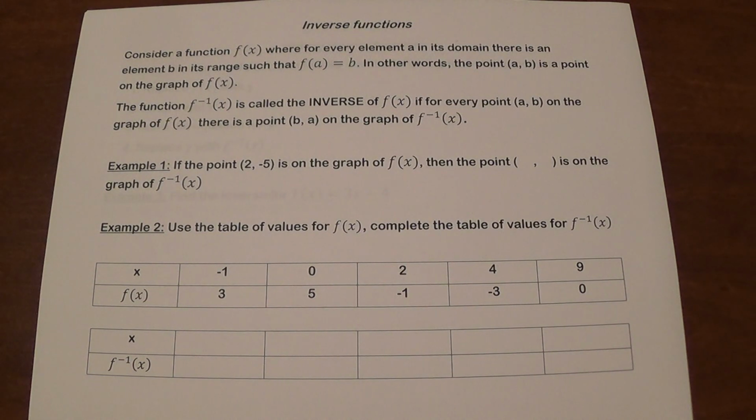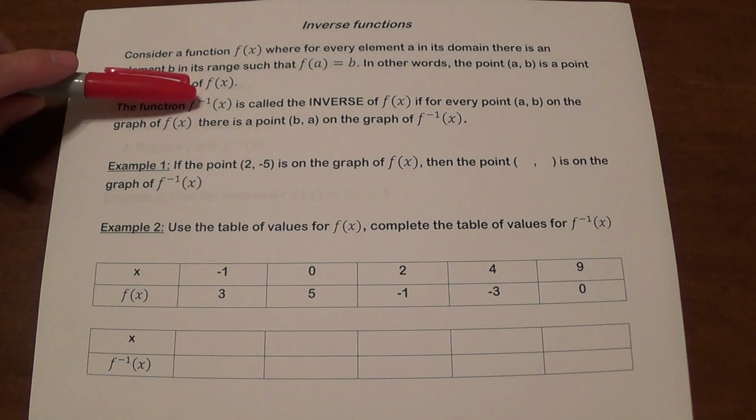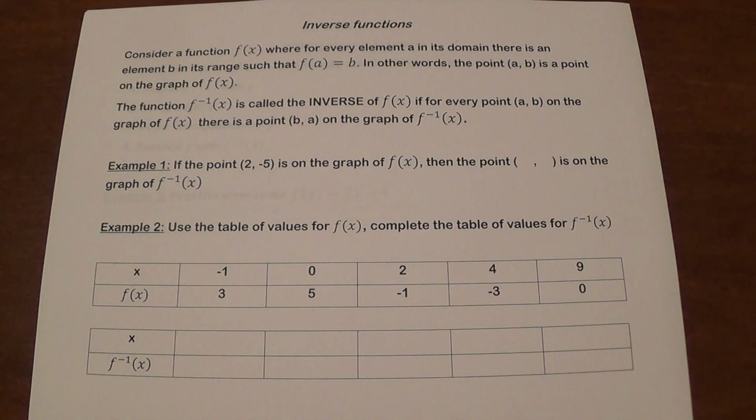Hi, we're going to discuss inverse functions. So if you have some function f of x and a point (a, b) is a point on that graph, then the function written f to the negative first power is called the inverse of f of x if for every point (a, b) on the graph of f of x there is a point (b, a). So basically you switch the coordinates of the points.